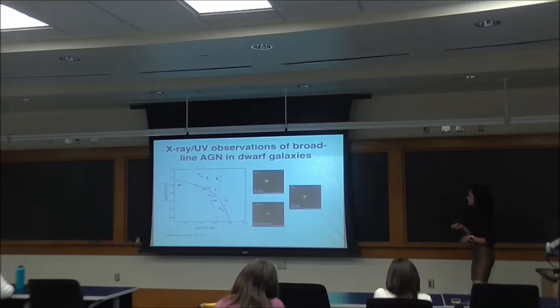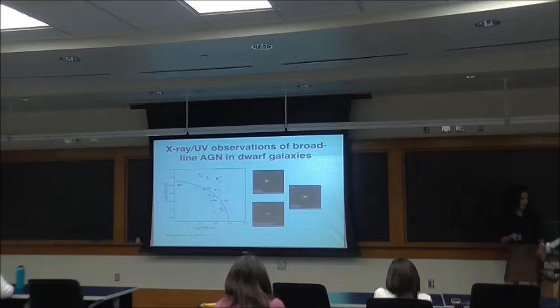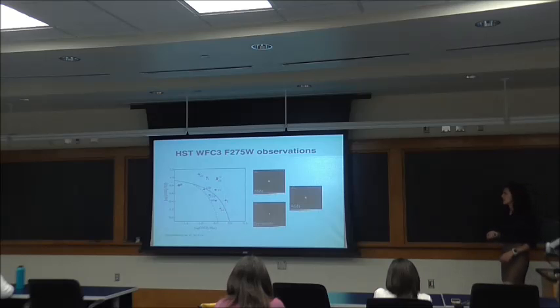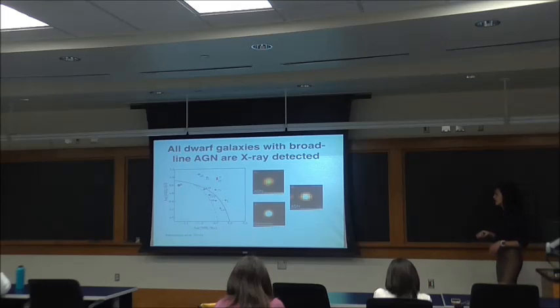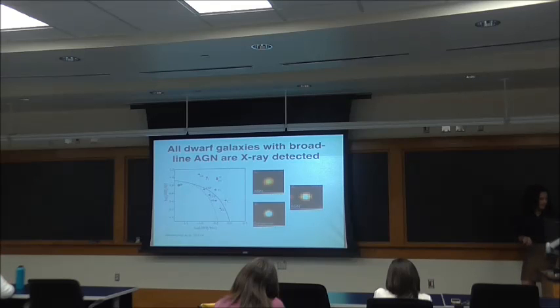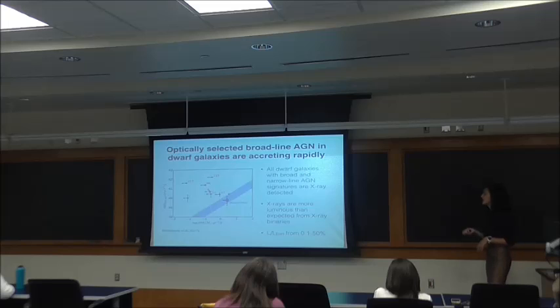These are just the Sloan Digital Sky Survey images of a few of our targets. These are the HST UV observations. And then these are some of the 0.3 to 8 keV Chandra observations. What we found was that all of the dwarf galaxies with broad and narrow line AGN signatures are X-ray detected. Not only were they X-ray detected, but their X-ray luminosities were higher than would be expected from star formation.